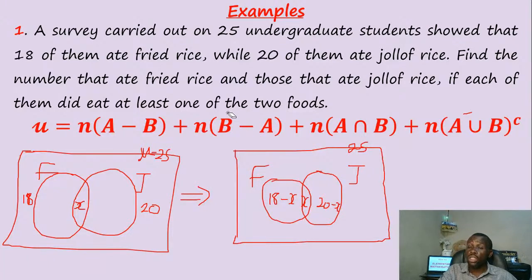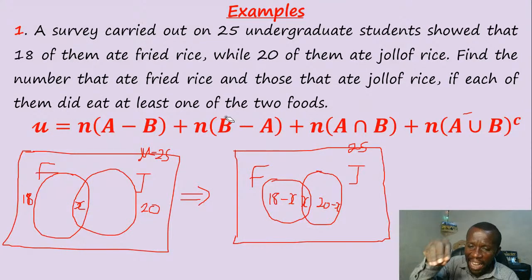However, the question depends on how the question is. Here we are talking about jollof rice and fried rice. So F for fried rice, J for jollof rice. Please, anytime they do not mention only, make sure that the number you are given, write it outside. If you are given those that ate fried rice only, that is the time you write that number inside the circle. If only is not mentioned there, don't write it inside the circle, write it outside. That is just the logic.